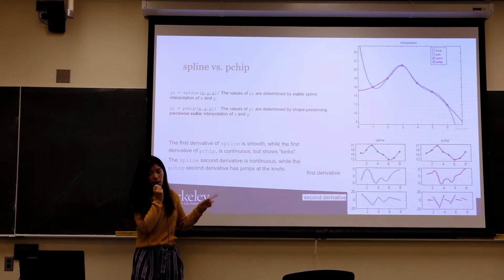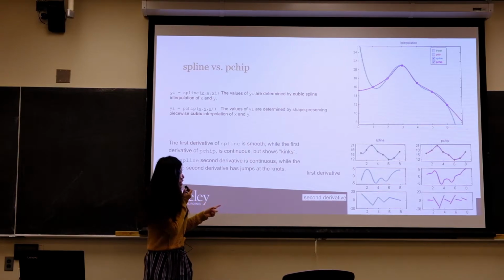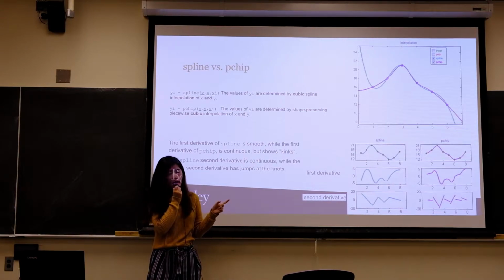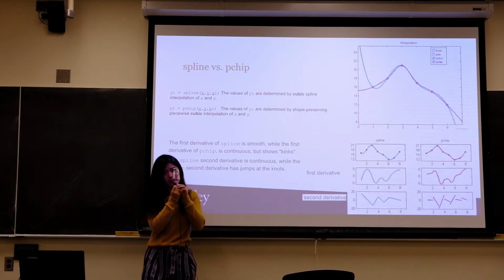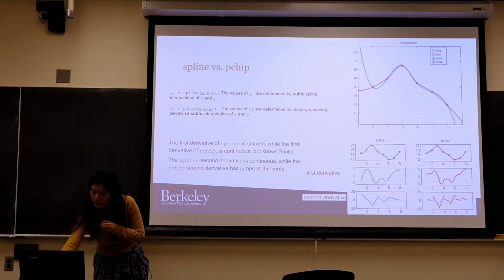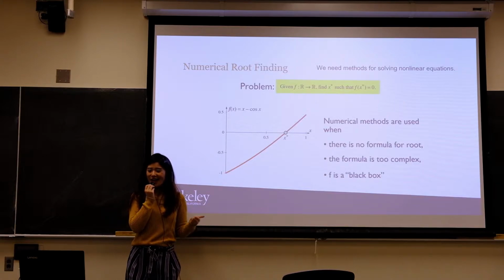And from this comparison, we know the spline method is smoother than the pchip method. And the spline method is more expensive to set up than the pchip method. Then, okay, this is everything for interpolation.